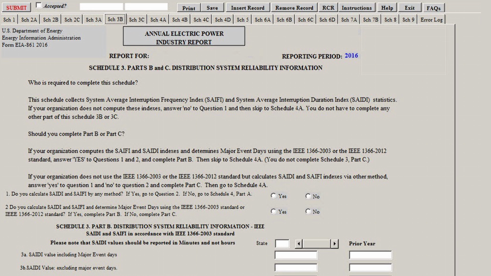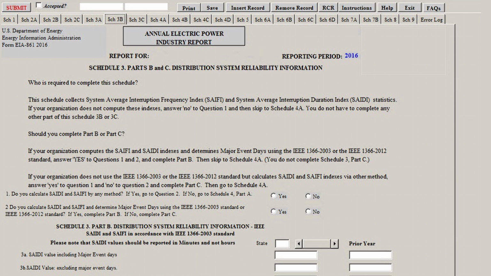Schedule 3 Parts B and C collect information on the distribution system reliability. If your entity calculates System Average Interruption Duration Index, or SAIDI, and/or System Average Interruption Frequency Index, or SAIFI, answer yes to question 1. If SAIDI or SAIFI is not calculated, please answer no to question 1 and proceed to Schedule 4. Report data on Part B if SAIDI or SAIFI is calculated using EIA-861 standards. If you report in Part B, but do not also report in Part C, only report data on Part C if SAIDI or SAIFI is calculated using other methods and you have not reported in Part B.